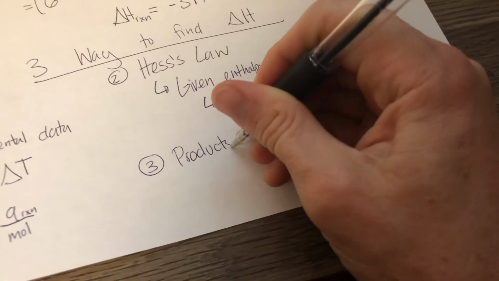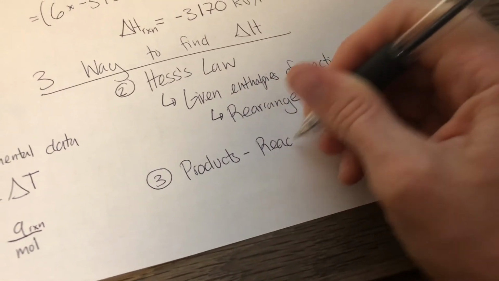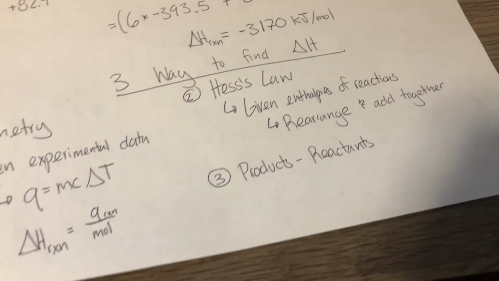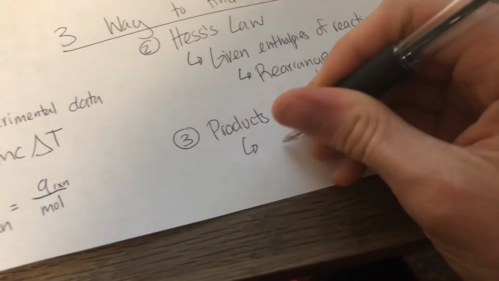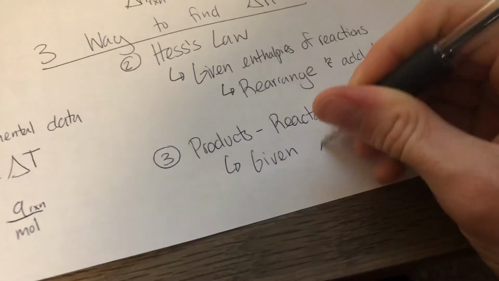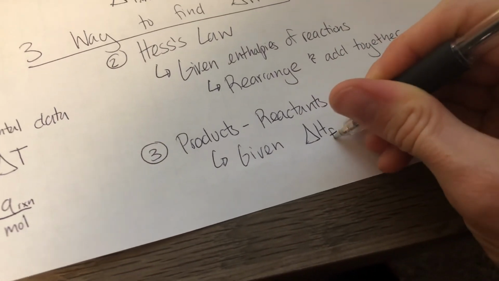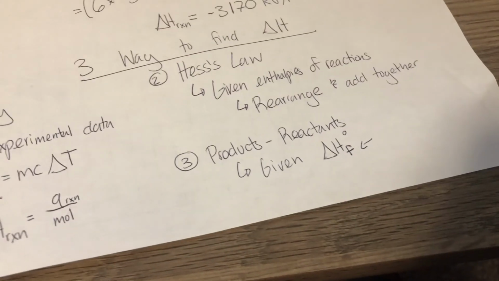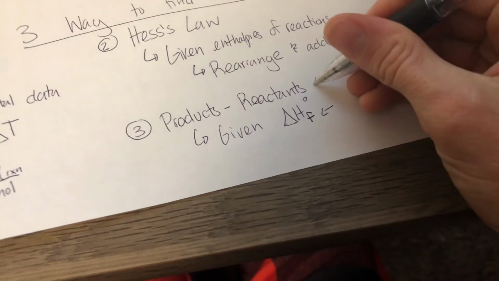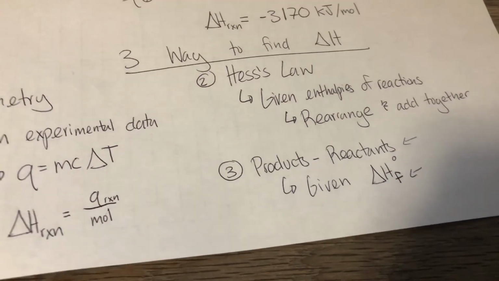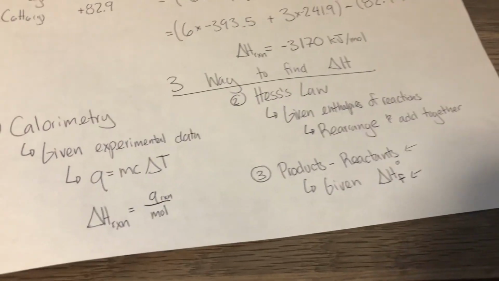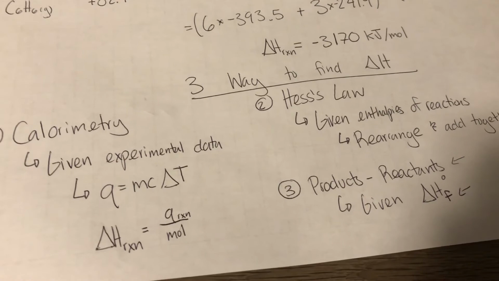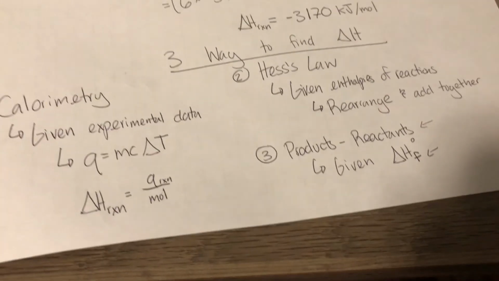Now the third way that we just talked about is where you can use the equation of products minus the reactants. In doing the products minus the reactants, the thing that would be given would be delta H of formations, right? Key thing. If those are given to you, then you can use that equation, which is on your formula sheet, so you don't need to write it down, or I guess you have it written down, but you don't have to have it memorized. So yeah, those are the 3 ways in which we can find delta H.